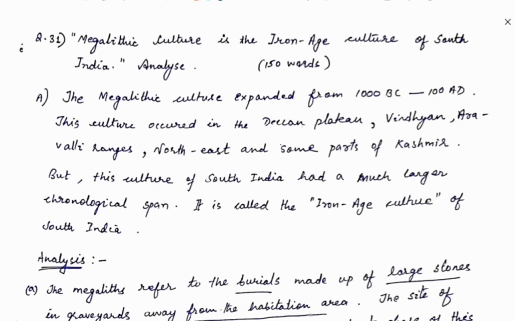Hello everyone. So today in our mains program we will be covering one topic that is from GS 1. The question is about megalithic culture. Now, megalithic culture is the Iron Age culture of South India, analyze. The term is megalithic and it is called the Iron Age culture of South India.